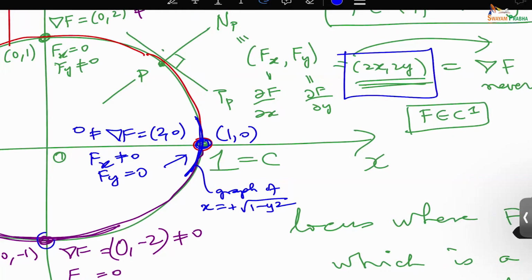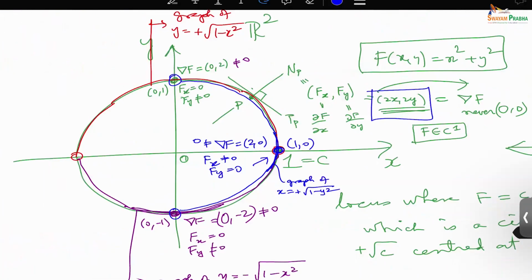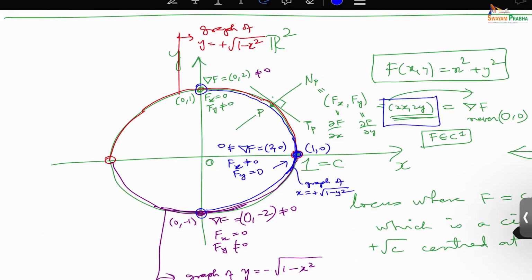So it's valid from, see, I put a blue circle here to say it's not valid there, but it's valid throughout. Okay, all right. And now if you repeat the same argument, you will see that, if I come to the left semicircle, again what will happen is that at this point, for example, this is minus 1 comma 0, the gradient is going to be minus 2 comma 0, which is of course not 0, and then fx is minus 2, which is not 0, but fy is 0.